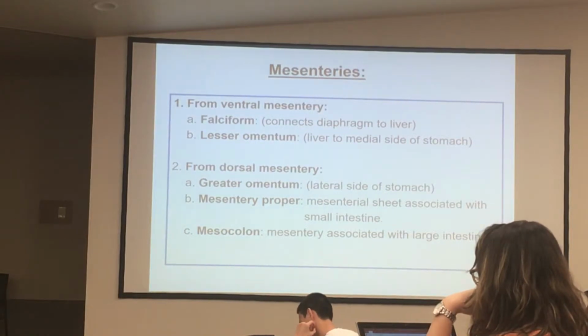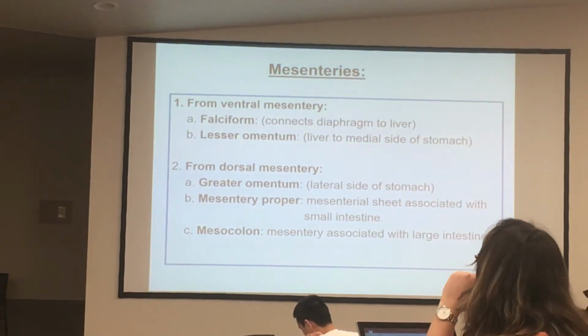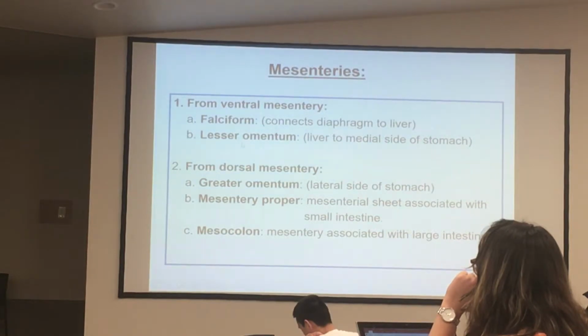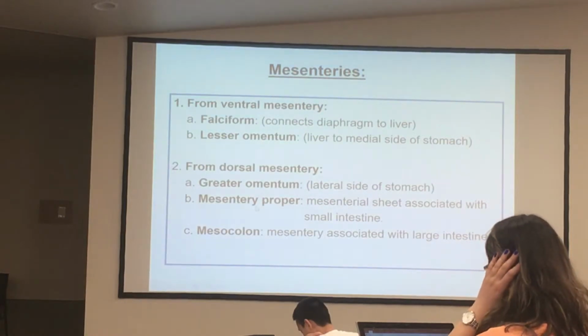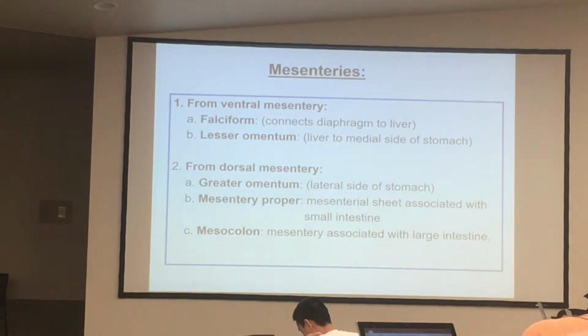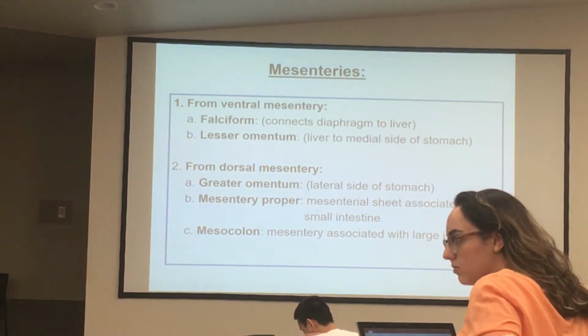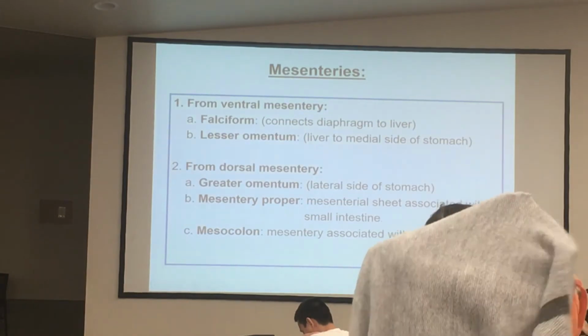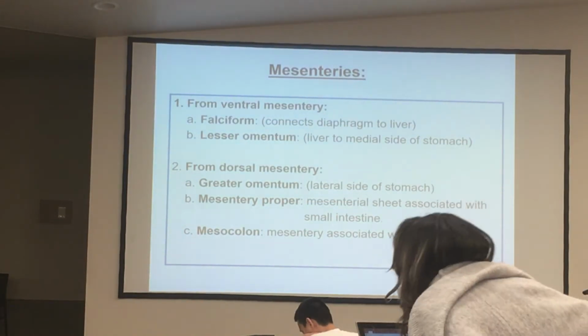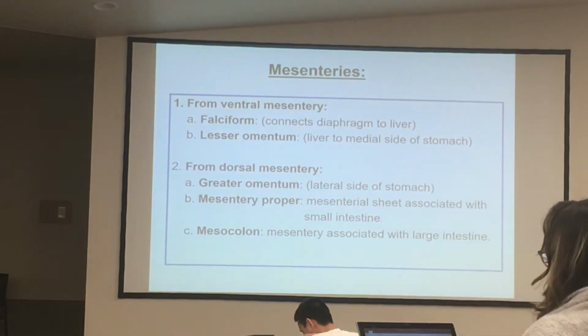So all the structures holding the small intestine and large intestine come from mesenteries, and we divide them into the ventral part and the dorsal part. The ventral part holds the liver, we call it falciform ligament, or lesser omentum between the liver and stomach. For the dorsal part, we call it greater omentum, on the lateral side, or the outer curve of the stomach. And we have mesentery proper holding all the small intestine. We have mesocolon, colon means large intestine, holding all the large intestine. I think it's a good idea to know, because our body is moving around, how the small intestine and large intestine are held in the right place.